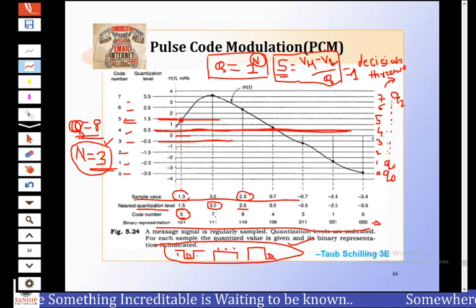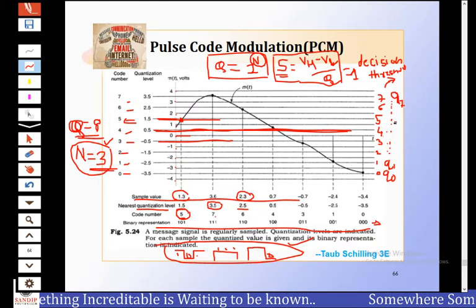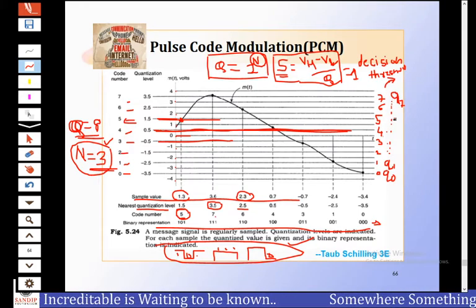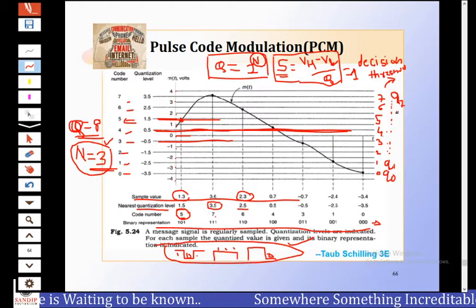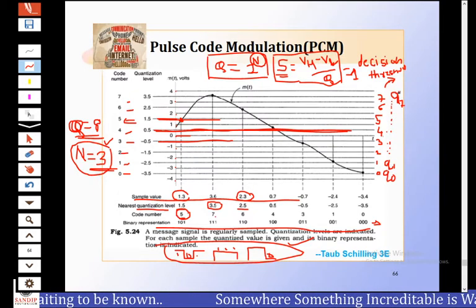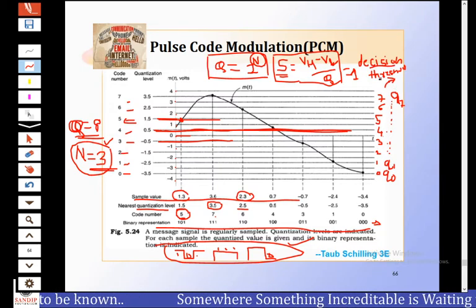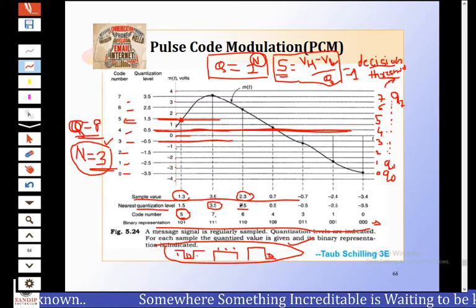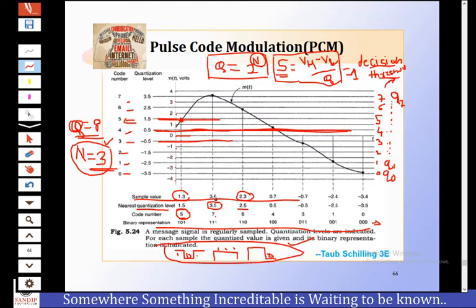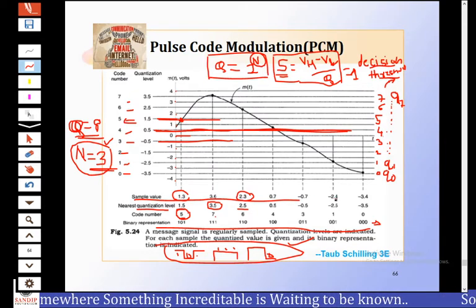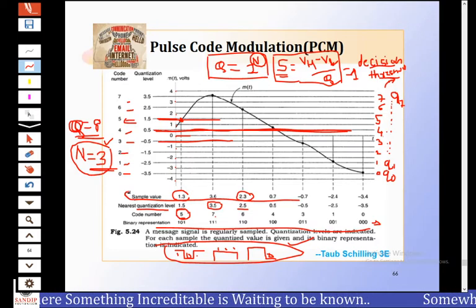So on q7, the number of levels is 8, so it is 0 to 7. Okay, so this q0, q1, q2, q7 are known as decision threshold lines. Decision threshold line means, suppose these are the sample values, that is 1.3, 3.6, 2.3, 0.7, and so on.